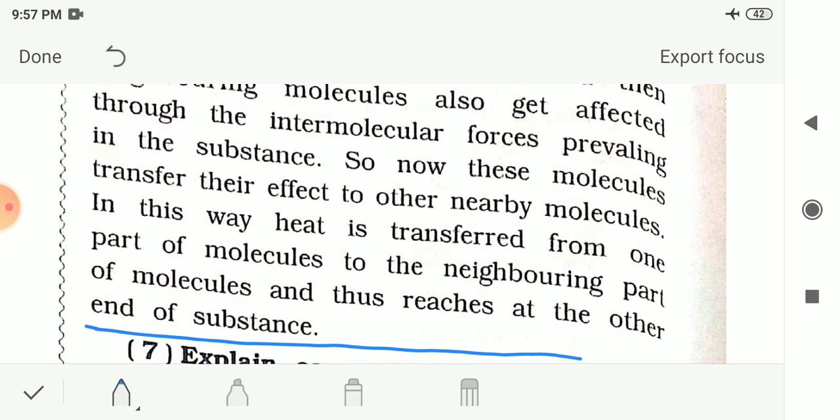This is how the effect is transferred from one molecule to the rest of the molecules, and in this way the heat is transferred from one part of the solid to the neighboring part, and thus reaches the other end of the substance. In the end, this molecular vibration reaches the far end of the solid substance. So this is how heat gets transferred in a solid substance by the process of conduction.